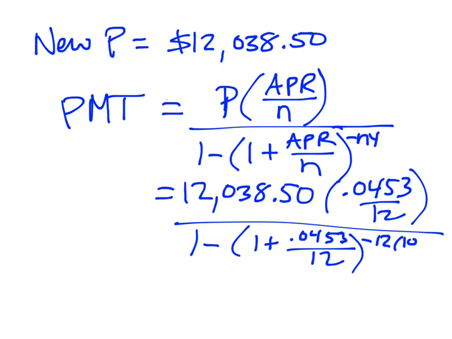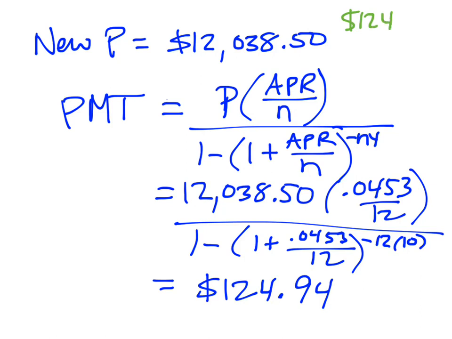Okay, and if you work this out, then you'll see that there's a monthly payment of $124.94. Now to find the total amount that the student pays, this is $124.94 monthly for 10 years. So if you multiply that by 120 for the number of payments, then the total amount is $14,992.80. Okay, so the true cost of that $10,000 loan was closer to $15,000.